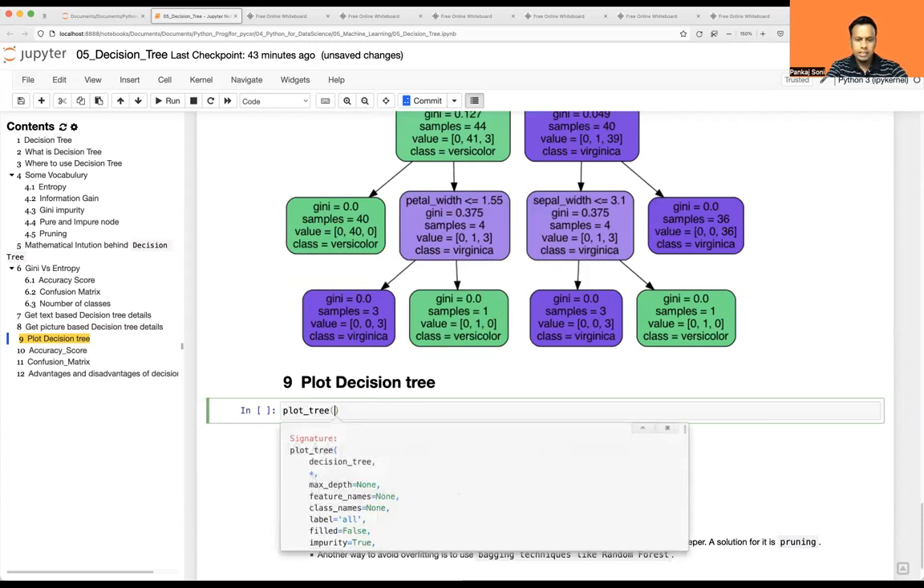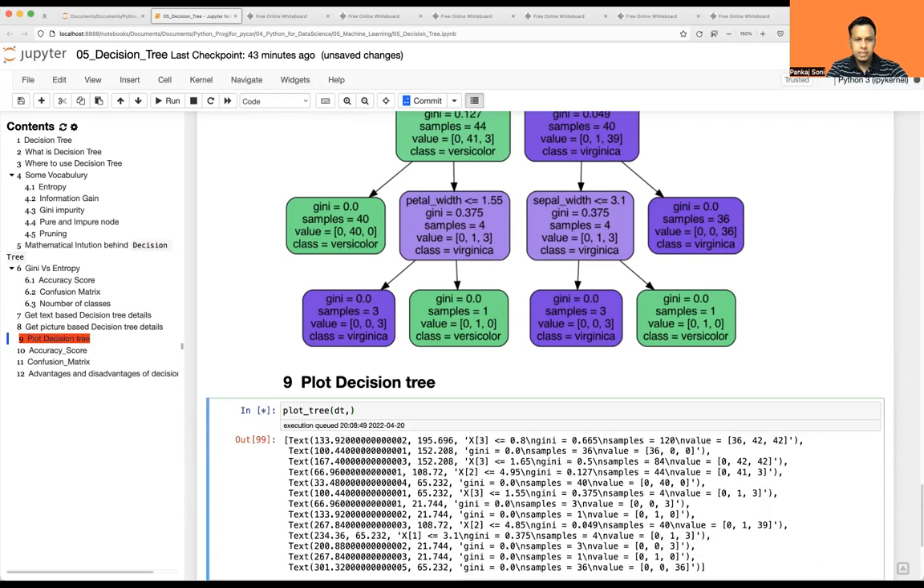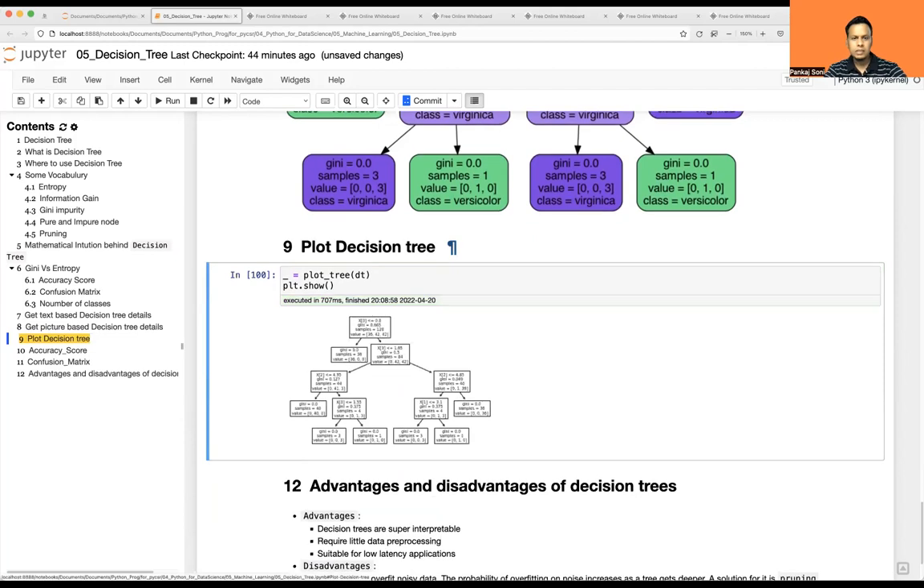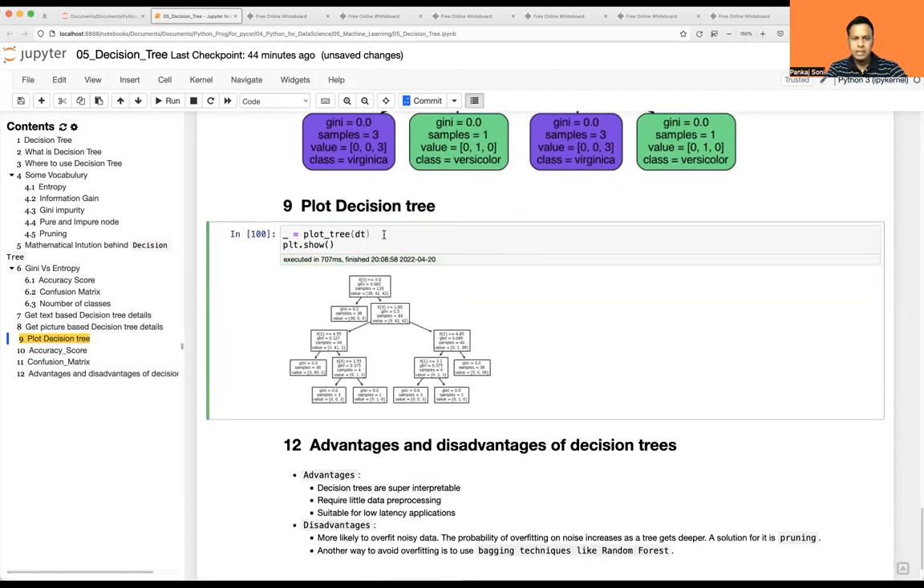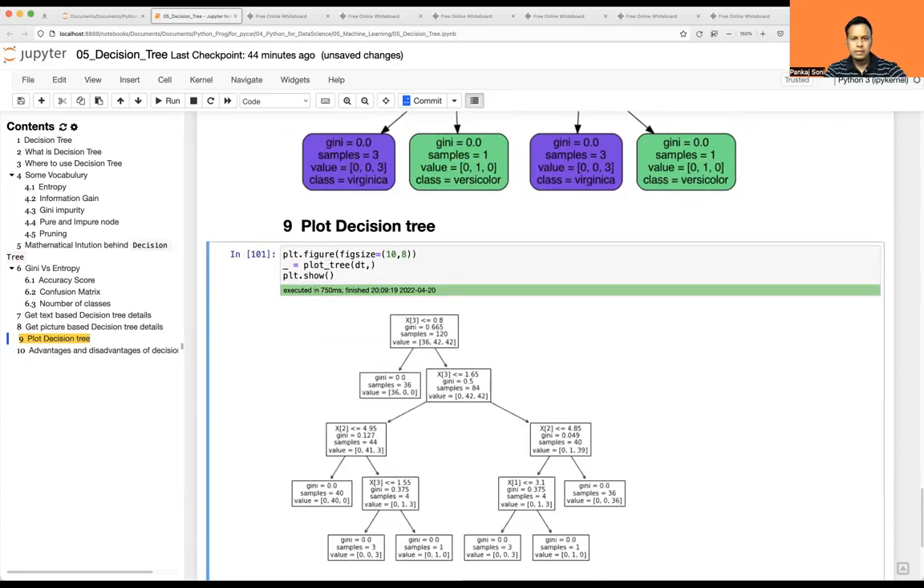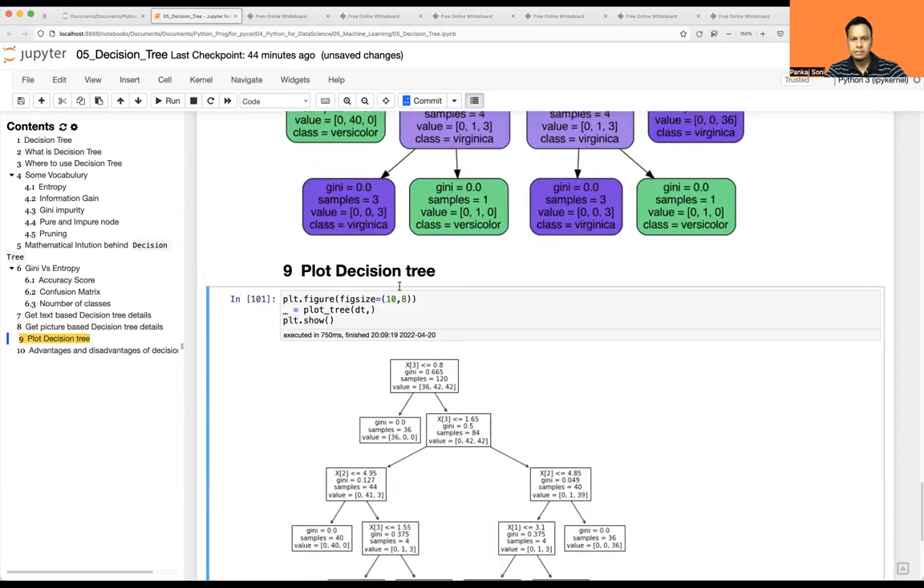What it needs is the classifier, that is dt, and if you just run it by default, let me store all the outputs, plt dot... Okay, and here we have a couple of categories, so to make it a little bigger, maybe I'll use plt dot figure, figsize, let's say 10 by 8. This may look better, yeah, better than the previous one.